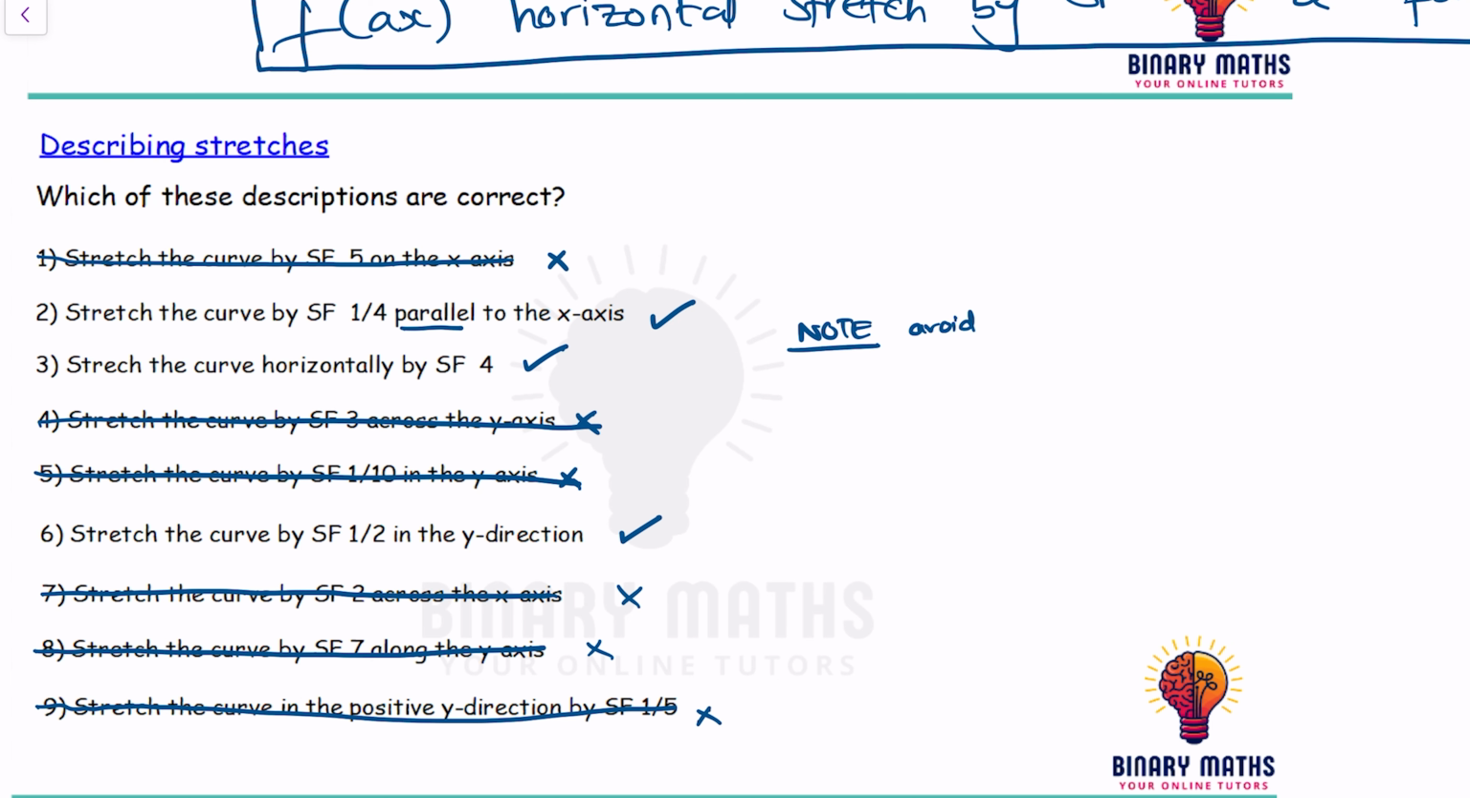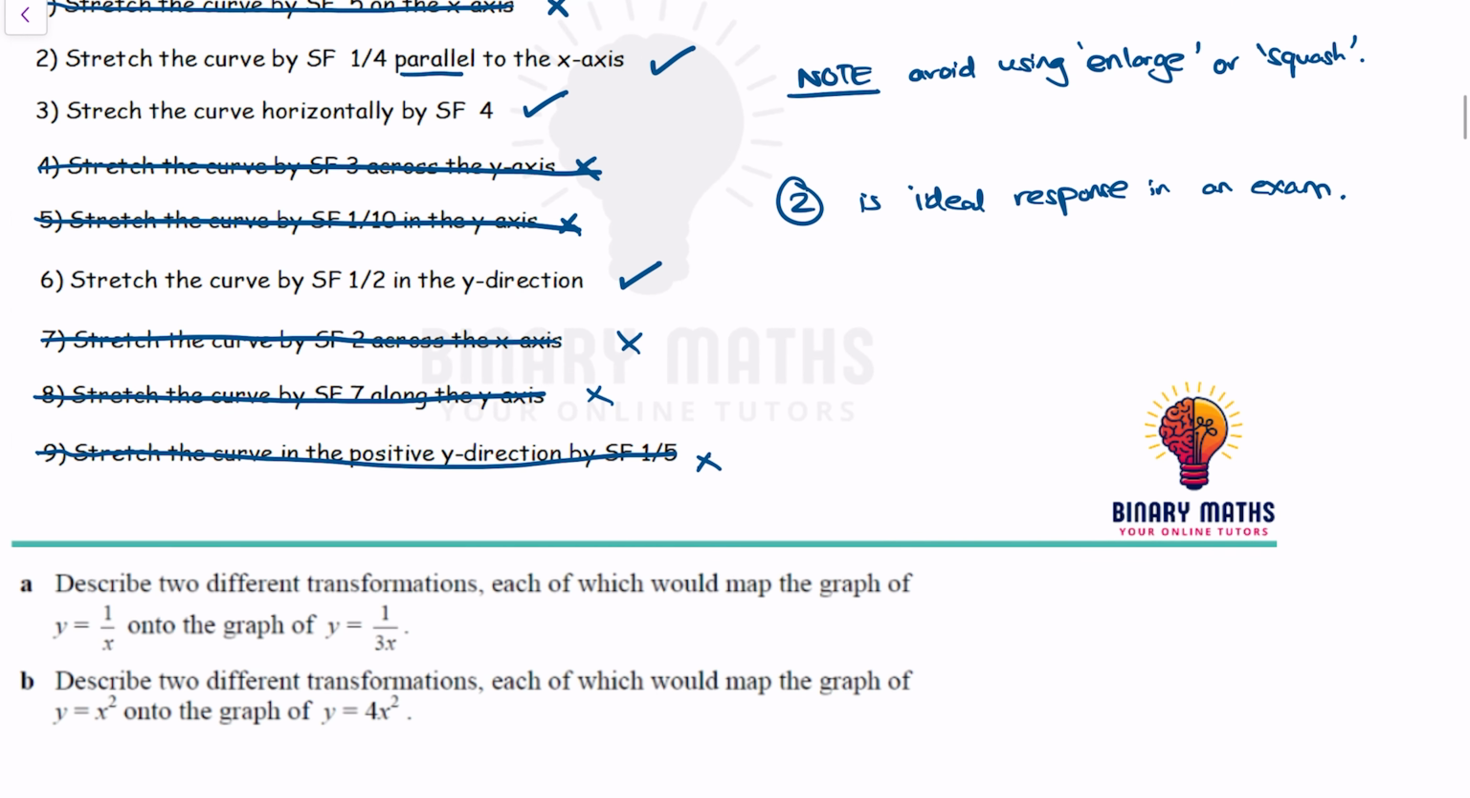So note, avoid using enlarge, because a stretch can either be an enlargement or a reduction, but we don't want to use those words. Instead, we want to use the word stretch with a scale factor. So avoid using enlarge or squash. You might not get the mark. And also, the most ideal one to use is 'parallel', so parallel is the ideal response in an exam.